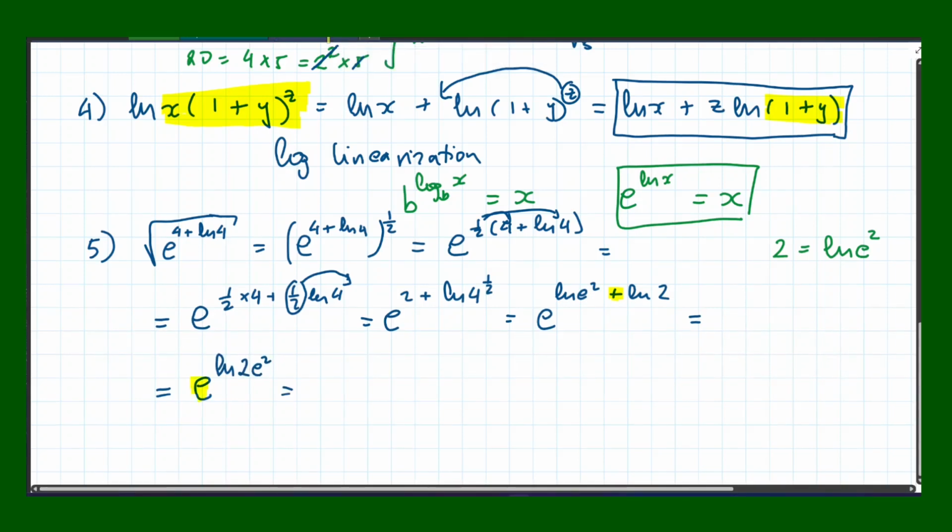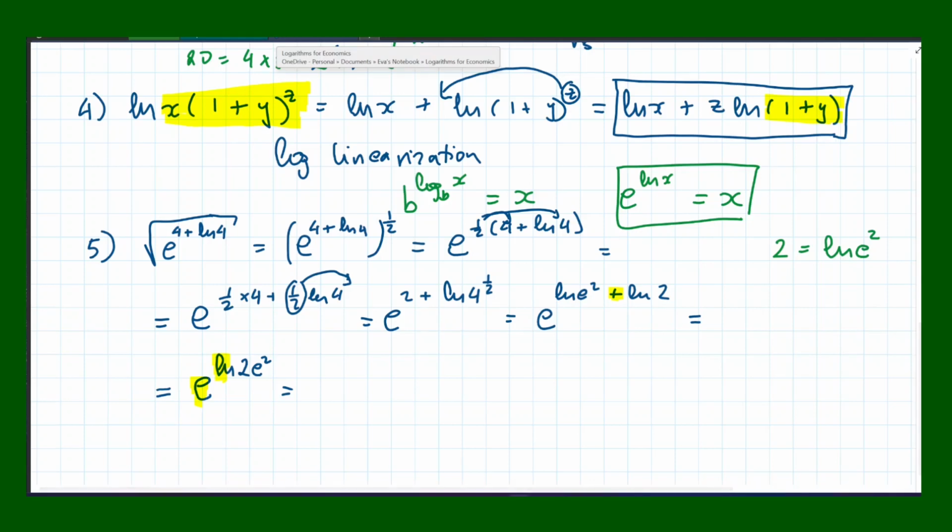Now I have got e to the ln of something, so I can cancel down this whole expression to the argument of that ln, and that is just 2e squared. Much, much simpler than that square root of e to the something.